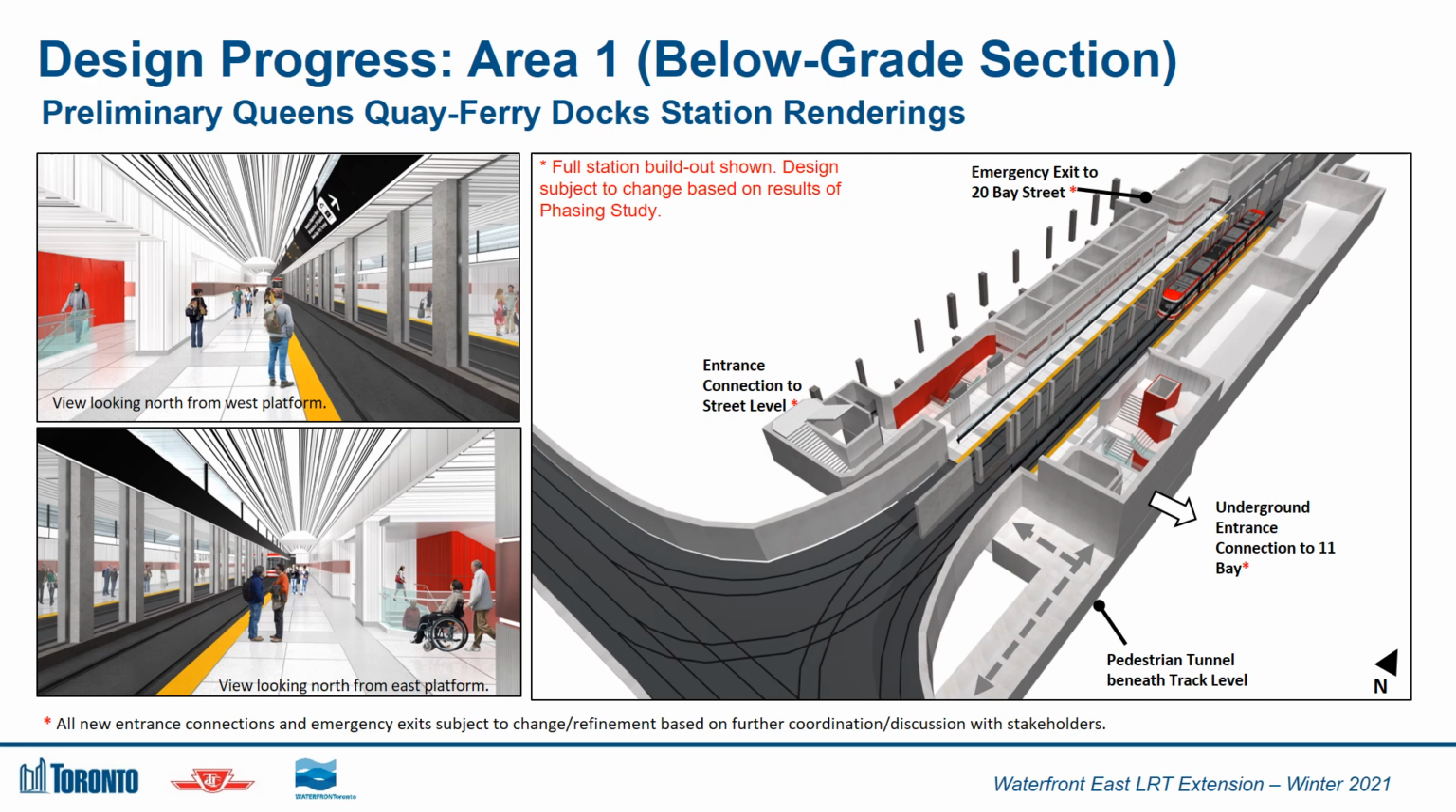Next to that, at one level beneath the track level, we have, as I mentioned before, the proposed pedestrian tunnel that connects passengers between the platforms and allows a direct underground weather-protected route to a new accessible entrance on the south side of Queens Quay. Once again, the two images on the left offer different views, with both views looking north from the respective platforms.